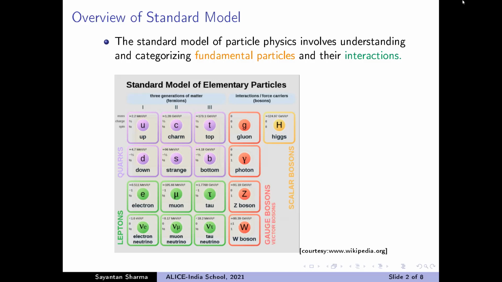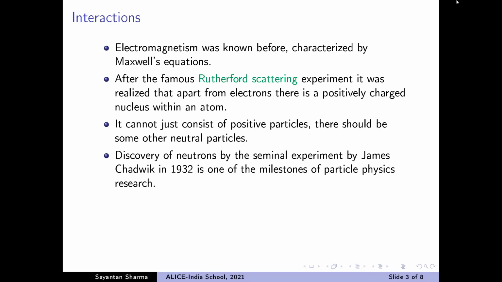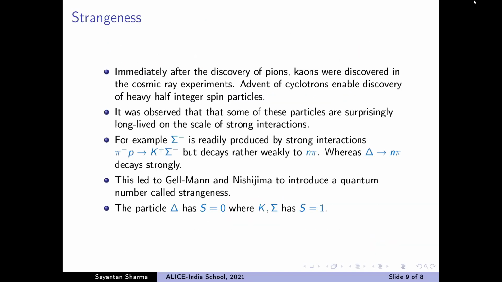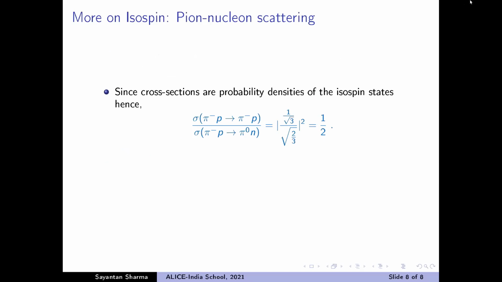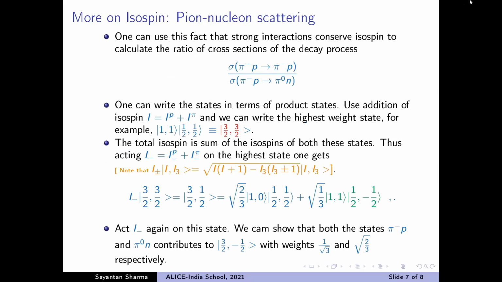Can you go to the 8th slide? The last bit. This one. Yeah, before that. So what's the reason for different weights for these two channels? Like when pi minus p goes to pi minus p or pi 0 n, there are two different weights. At this point, we are not considering the different masses for proton and neutron. So what's the reason for different weights or different probabilities for these two reactions?